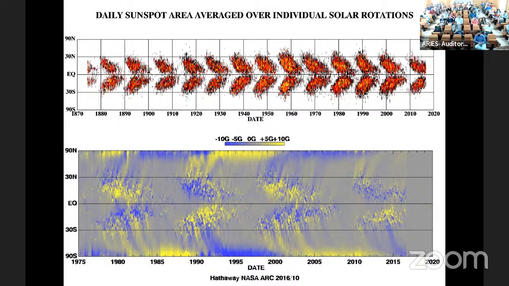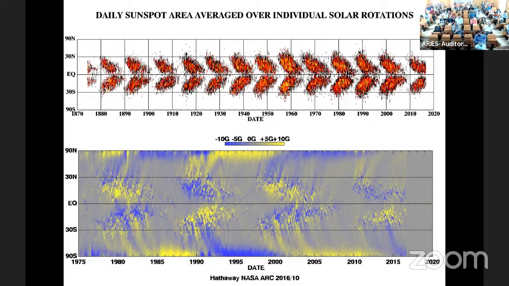But if you do that with the magnetic field, what you find is, in 75, you look at that. The North Pole is yellow and the South Pole is blue. And that changes after 11 years. So in 85, 86, it changes completely. The North has become blue and the South has become yellow.